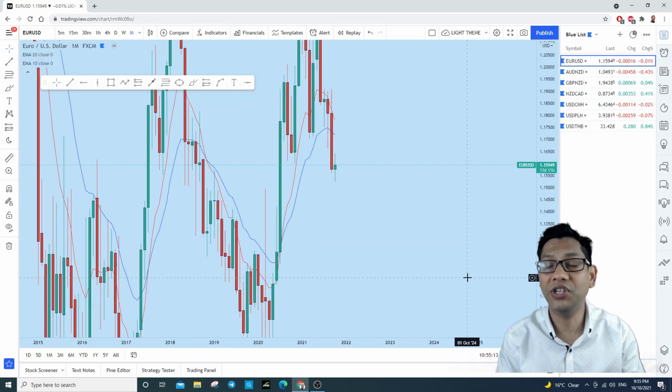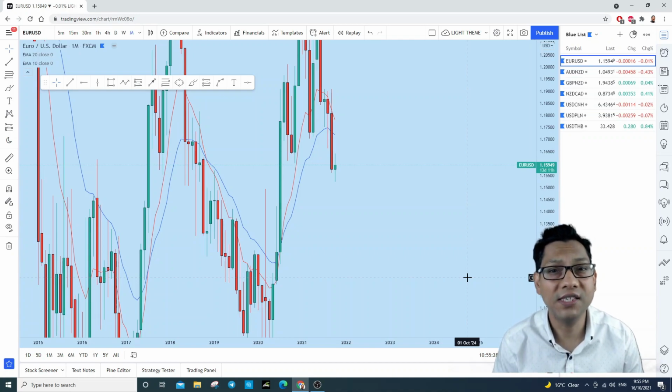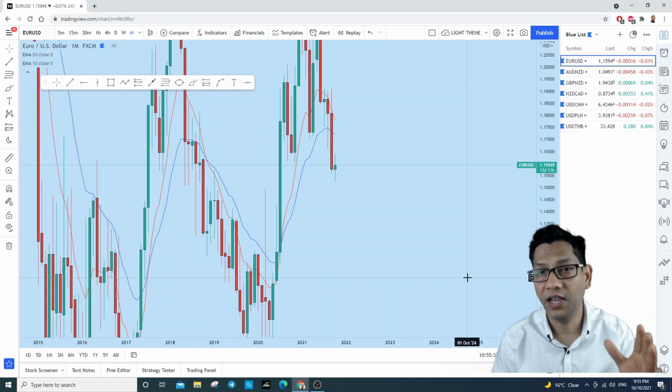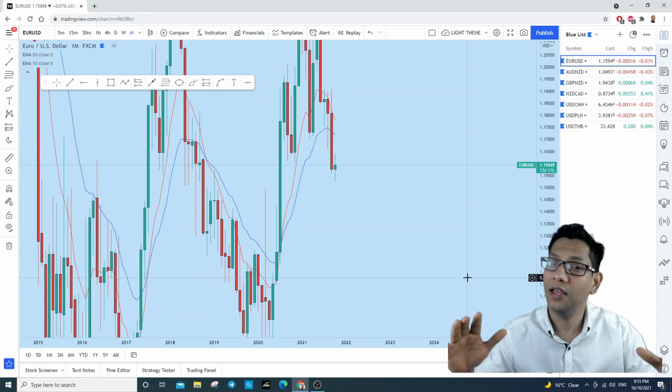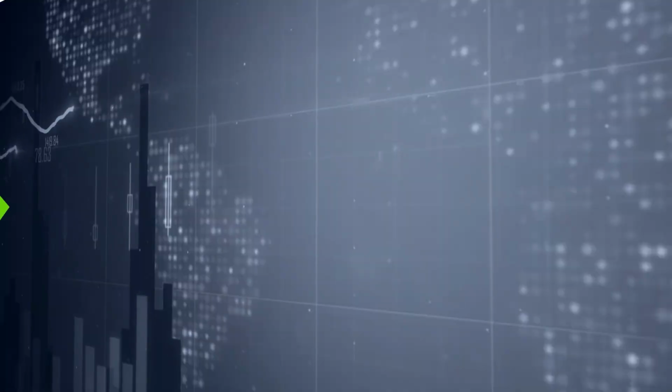Before I begin, just a quick disclaimer: this is my own opinion about the market, and at any point the market may do something completely different from what I have analyzed. So make sure you do your own analysis and also manage your risk before taking any trade. With that said, let's jump on it.